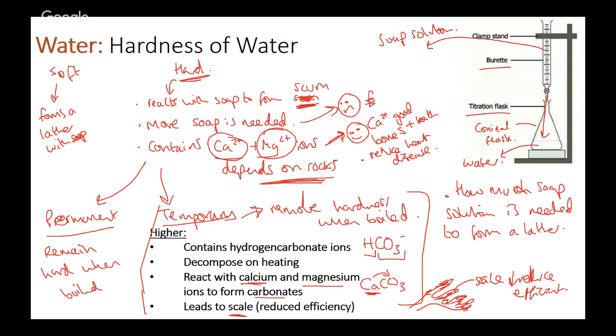So if we remind ourselves, with soft water you won't need much soap solution and the permanent bubbles will form on top of the water. However, with hard water, you'll need a lot more soap solution. You might then need to even compare permanent and temporary, because permanent hard water will remain hard when boiled. So even if you put boiled permanent hard water in there, you need a lot of soap solution for the bubbles to form and the lather to form on top. So you could compare a variety of different types of water using a titration.